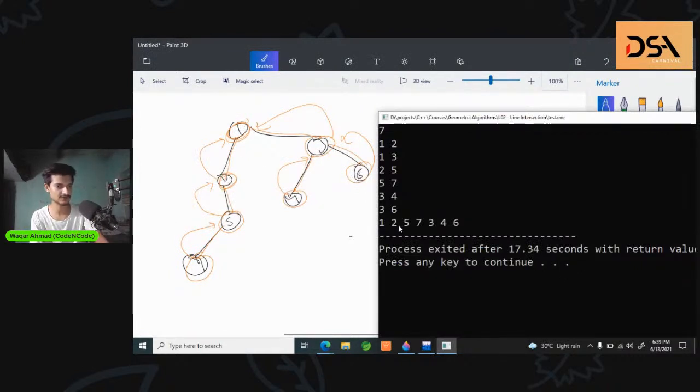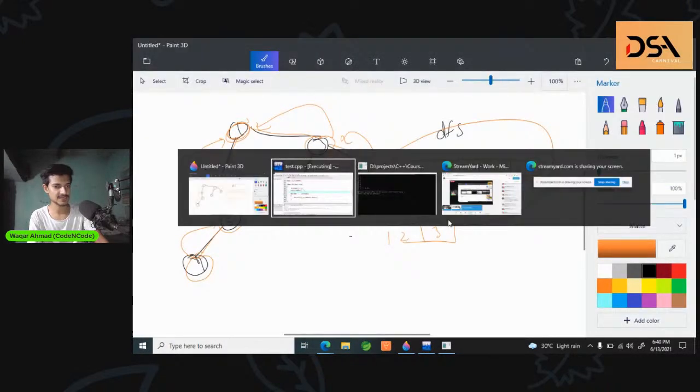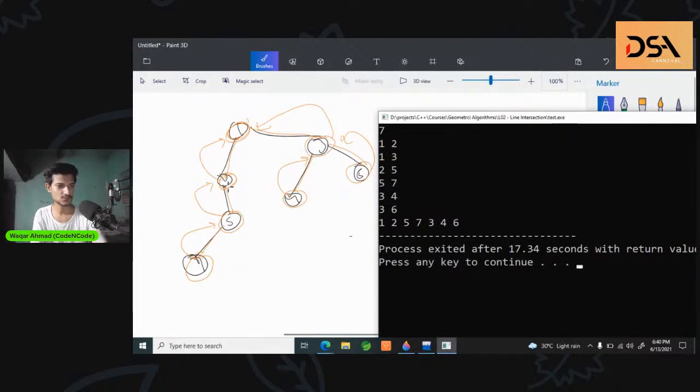Till now we have not visited 2, so I'll make a DFS call to node 2, because in the code, if the current node V is not visited, make a DFS call to node V, right? I check whether 2 is visited. The 2 is not visited, so make a DFS call to 2. So basically I went from 1 to 2 and then 5 and then 7. So this is the order we followed.